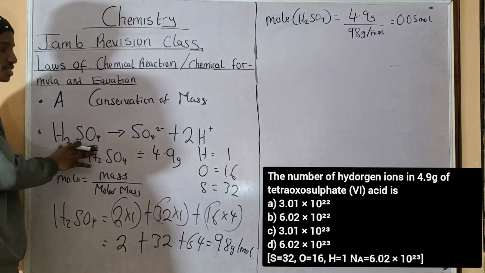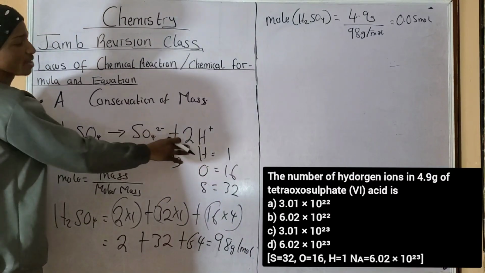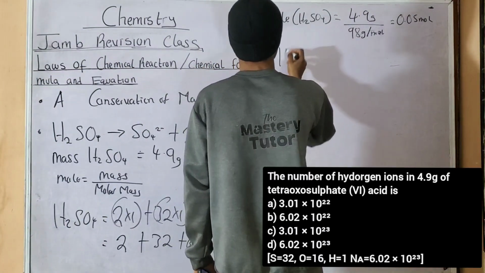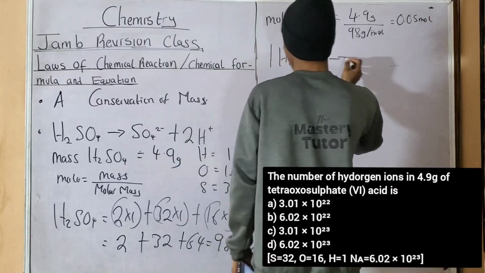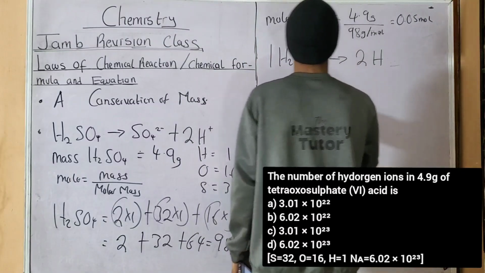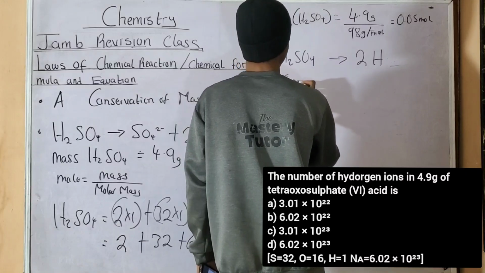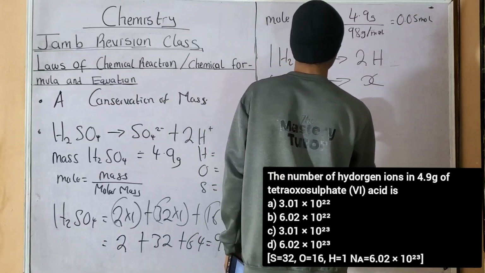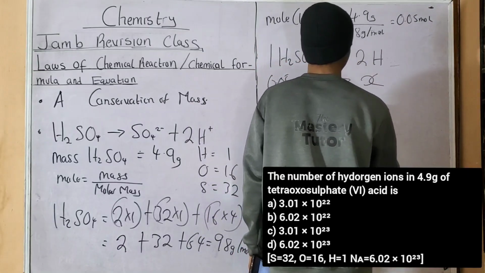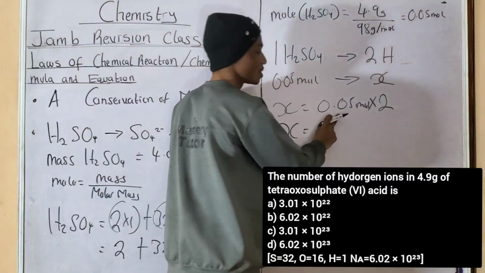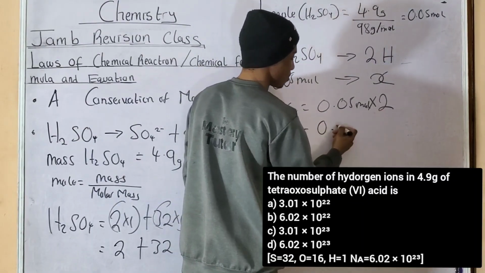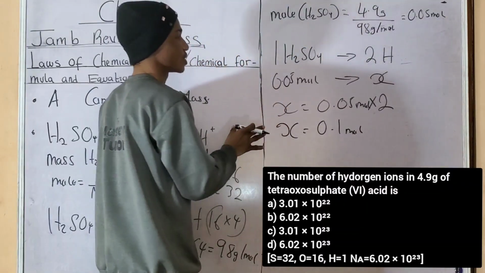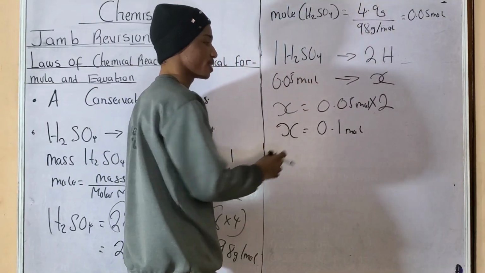Okay, now go back to the dissociation reaction. When H2SO4 dissociates, it forms how many moles of hydrogen ion? That is 2, right? So if 1 mole of H2SO4 forms 2 moles of hydrogen ion, then 0.05 mole will form X. So X will be equal to 0.05 mole multiplied by 2, that is 0.1 mole. That means the moles of hydrogen that we're going to have in 0.05 mole of H2SO4 is 0.1.